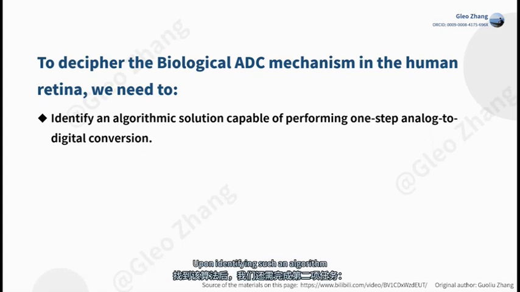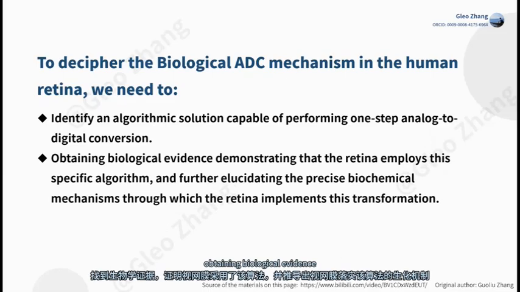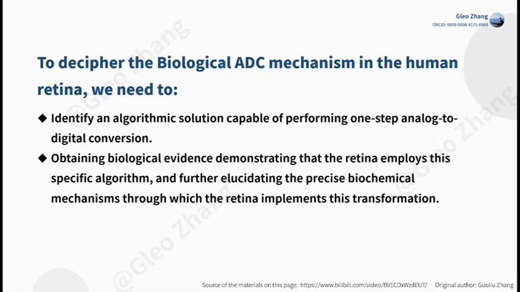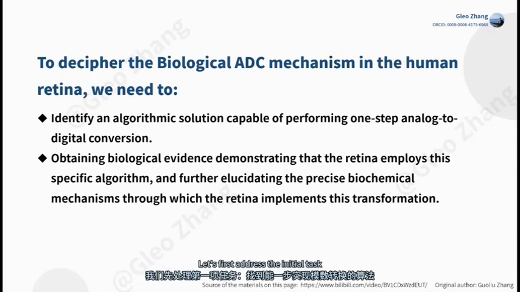Upon identifying such an algorithm, we then need to complete the second task: obtaining biological evidence demonstrating that the retina employs this specific algorithm, and further elucidating the precise biochemical mechanisms through which the retina implements this transformation. Let's first address the initial task, identifying an algorithmic solution capable of performing one-step analog-to-digital conversion.